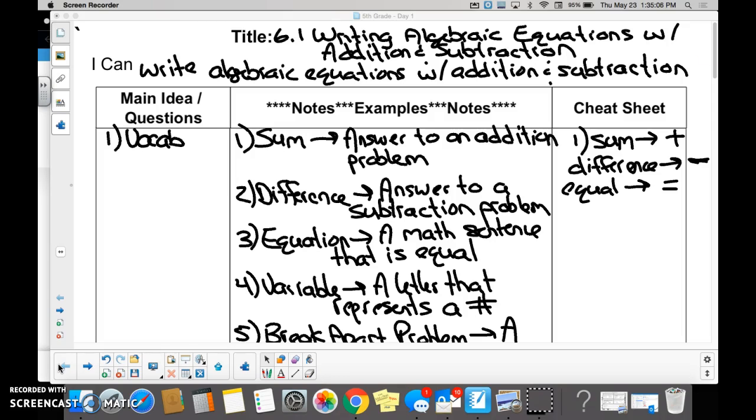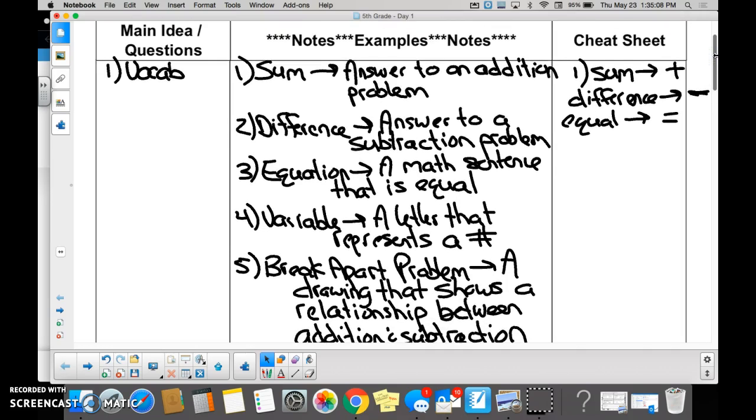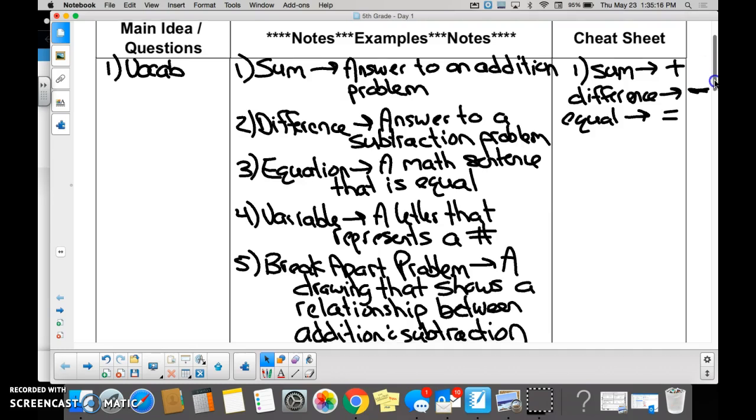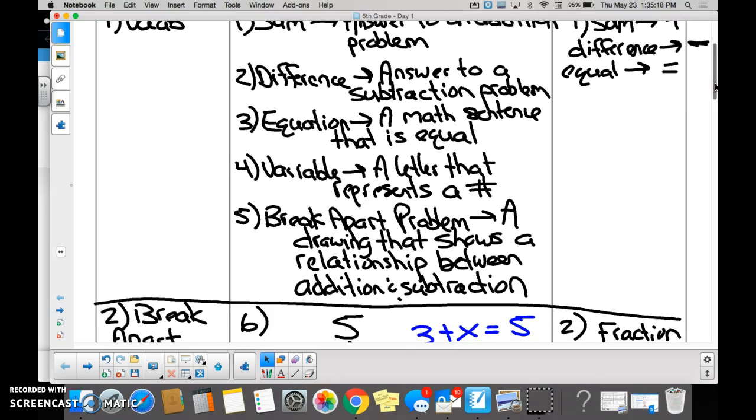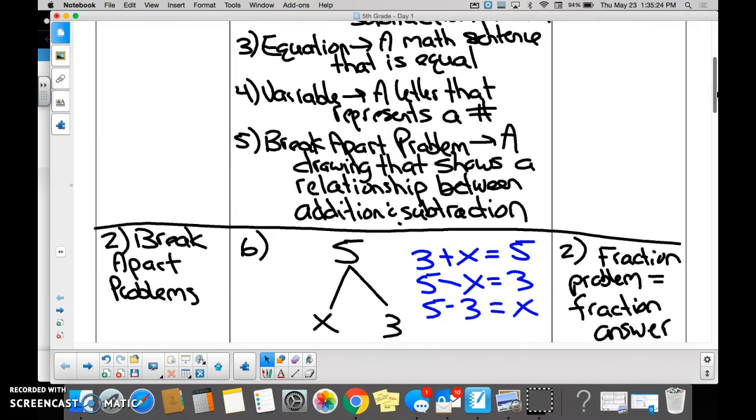First of all, we defined some words. Sum and difference, I'm going to skip over them because I think you guys are pretty good at those. An equation always has what, you guys? An equal sign. See, I need everybody though. An equation always has a what? Equal sign. Good. So there's always like two sides. One side is equal to the other side. They're the same. Okay, a variable, we are pretty good at that one. The break apart problem is the tricky one, I think.